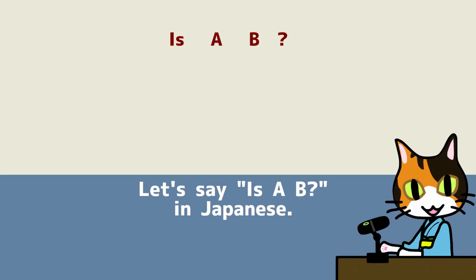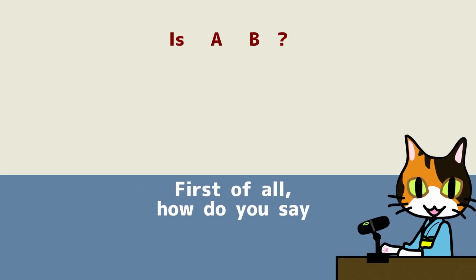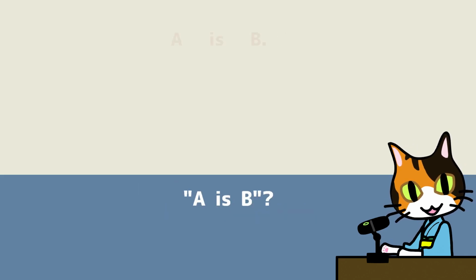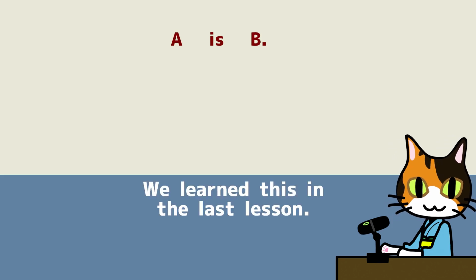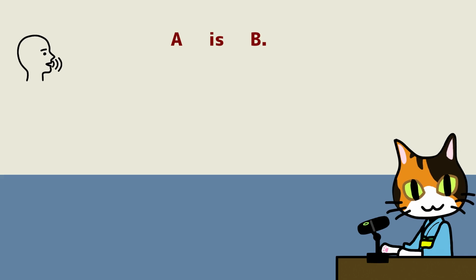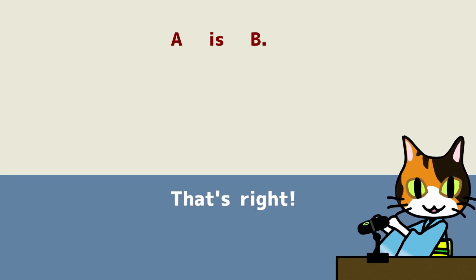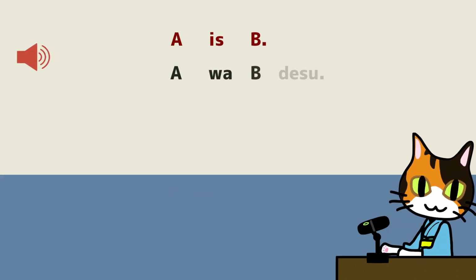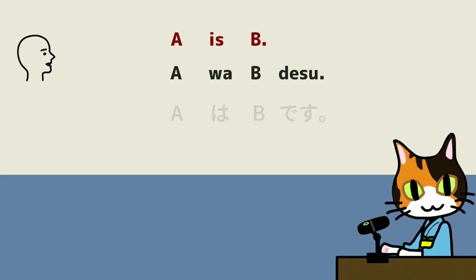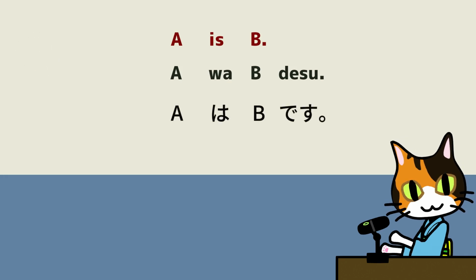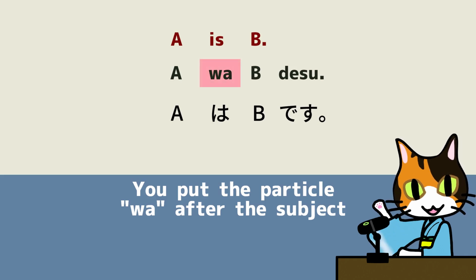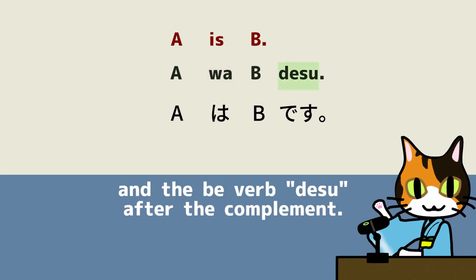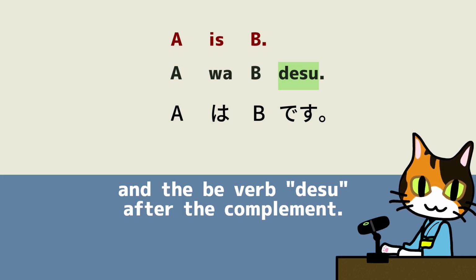Let's say, A is B, in Japanese. First of all, how do you say, A is B? We learned this in the last lesson. That's right. A は B です。 You've mastered it. You put the particle, wa, after the subject, and the be verb, desu, after the complement.